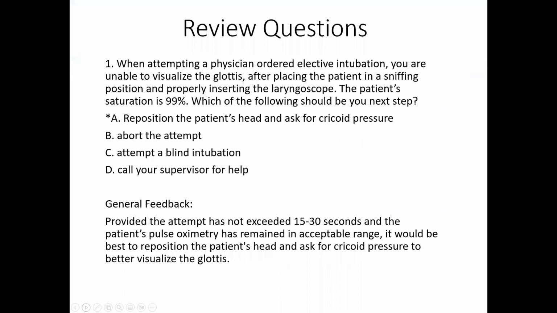Some review questions, then we'll come down the home stretch. When attempting a physician-ordered elective intubation, you're unable to visualize the glottis after placing the patient in a sniffing position and properly inserting the laryngoscope. The patient saturation is 99%. Which of the following would be your next step? Reposition the patient's head, ask for cricoid, abort the attempt, a blind intubation, call your supervisor for help.